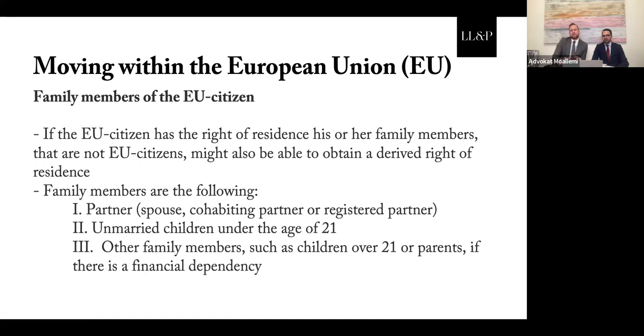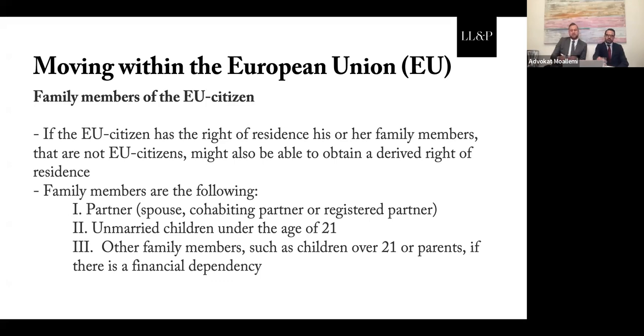And then the family member of the EU citizen can also have a right of residence. This is called a derived right of residence. So you have it because your family member has the right of residence. Family members are partners, such as spouse, cohabiting partner, or registered partner. Now, not too many countries use registered partner. So you can think of someone you are living together with in a loving relationship, and maybe you are married. It is also unmarried children under the age of 21. This is different from family reunification, where it's under the age of 18. Now it's under the age of 21.